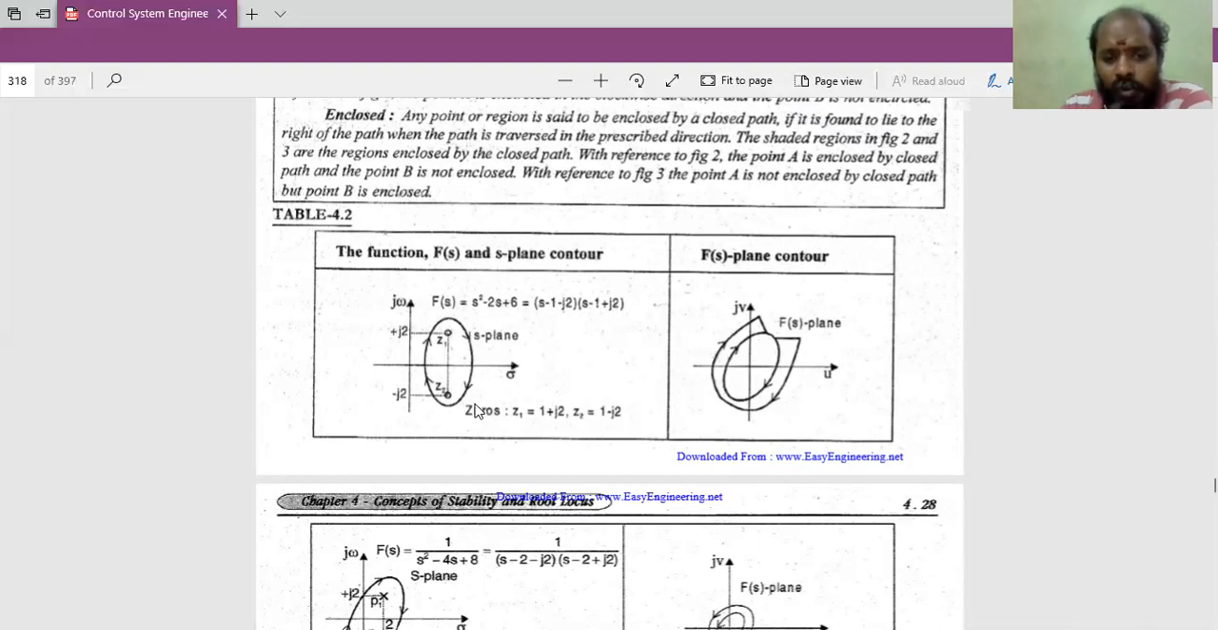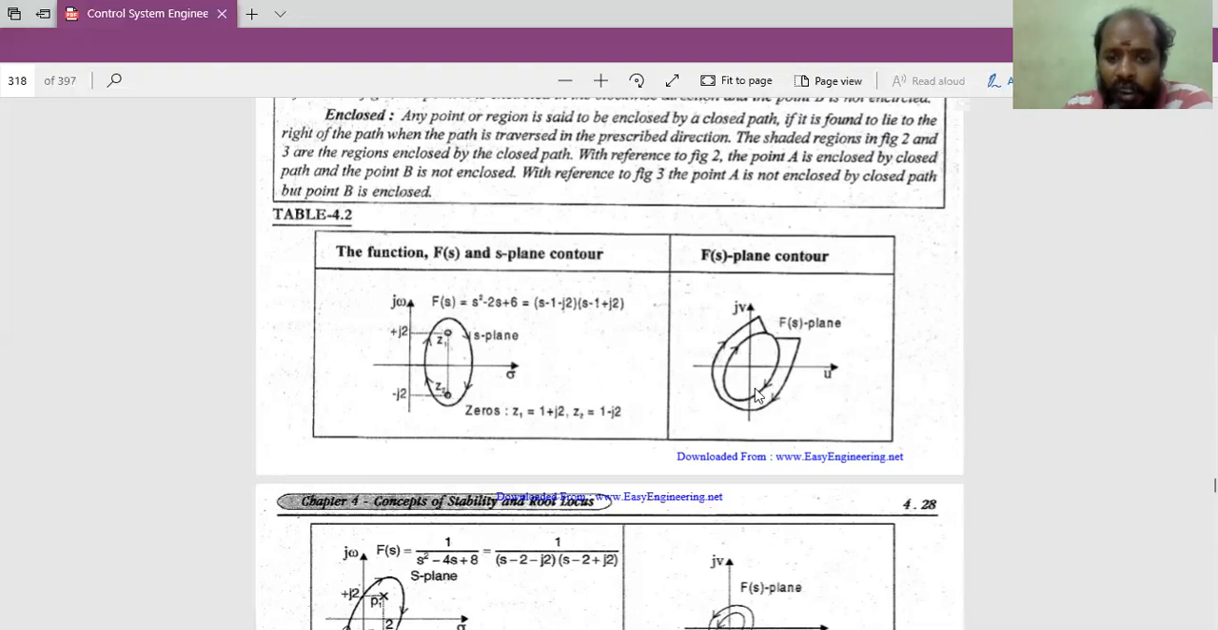So if two zeros are enclosed in this region, that is in the S plane, if you map those in your F of S plane, if it is zeros, there should be encirclement around the origin. Origin, you know what is 0, 0. Encirclement around the origin should be equal to the number of zeros. For example, here it is two zeros, so you'll see two encirclements. This is one and this is second. So two encirclements in clockwise direction.